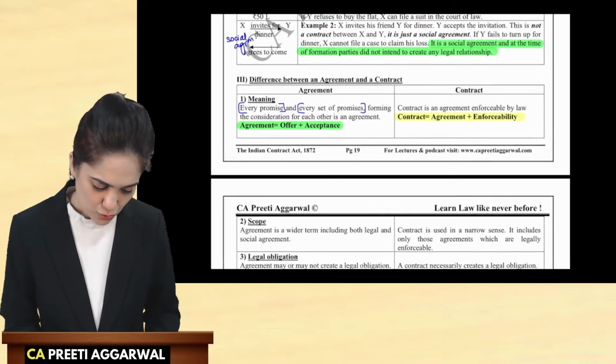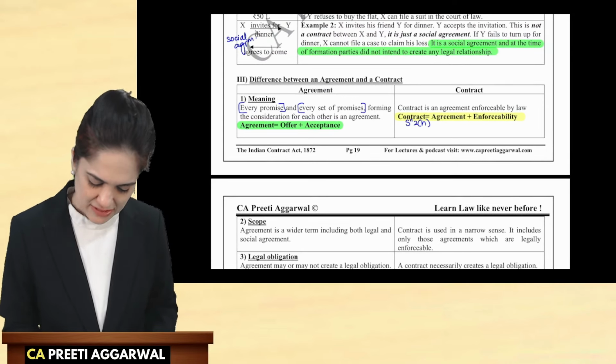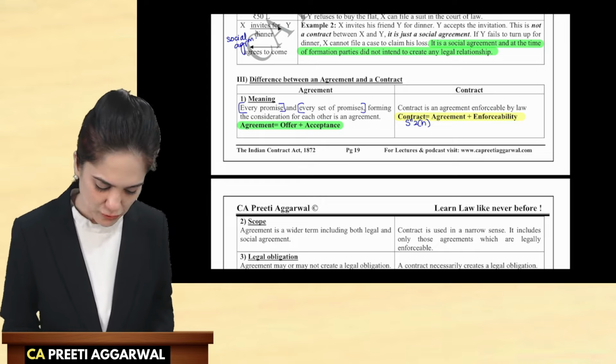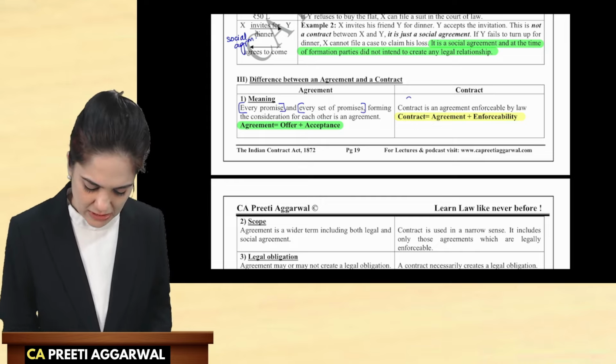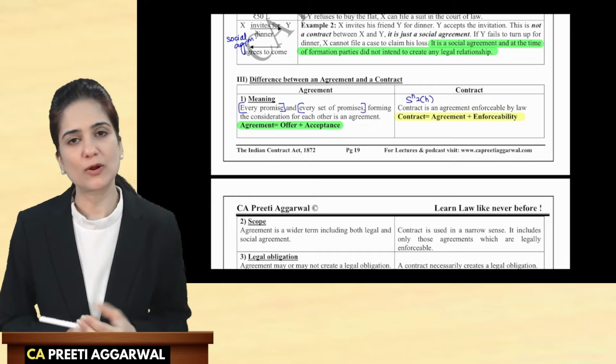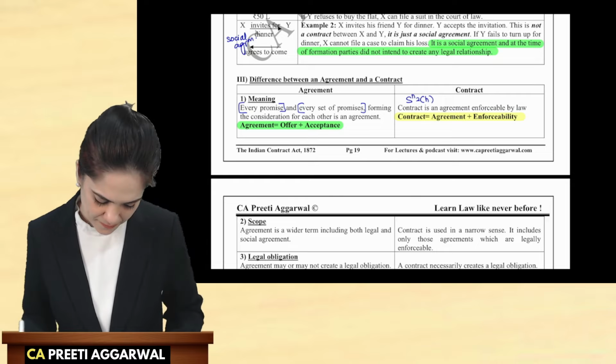All right. So Section 2 clause H defines contract. Contract is nothing but an agreement enforceable. I'll write it over here. Section 2 clause H: An agreement enforceable by law is a contract. Contract is nothing but agreement plus enforceability.